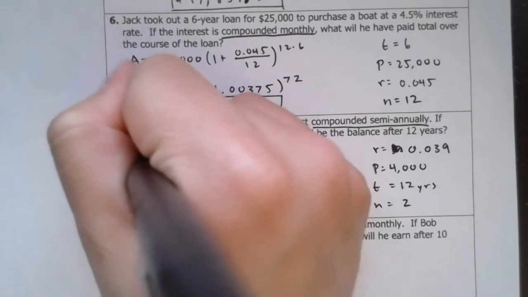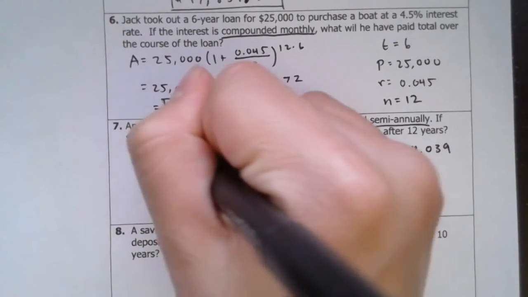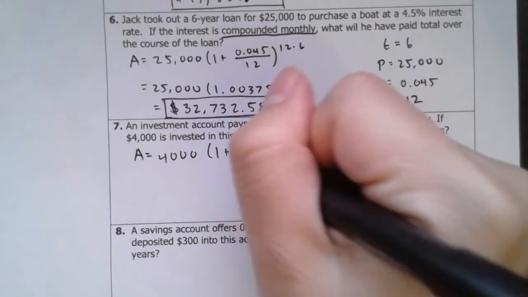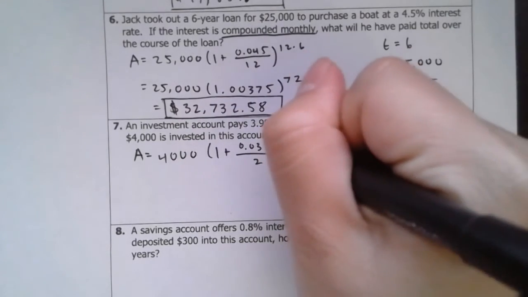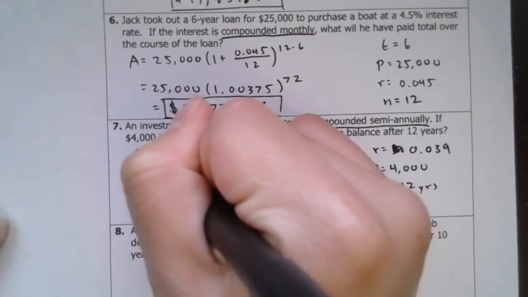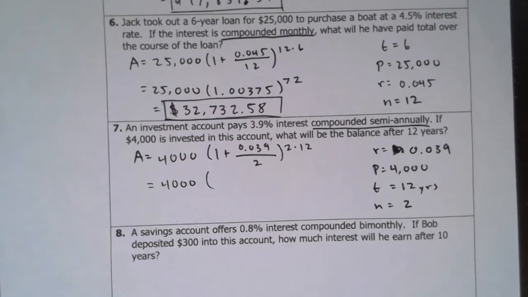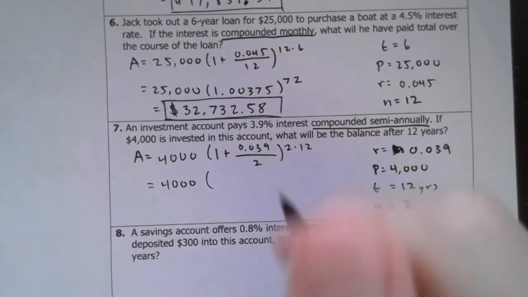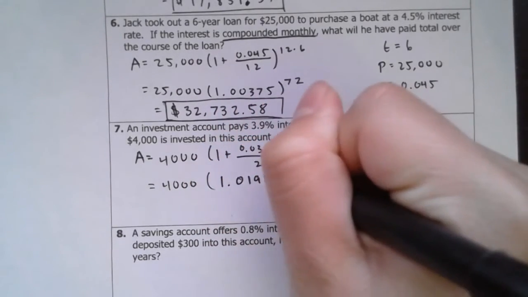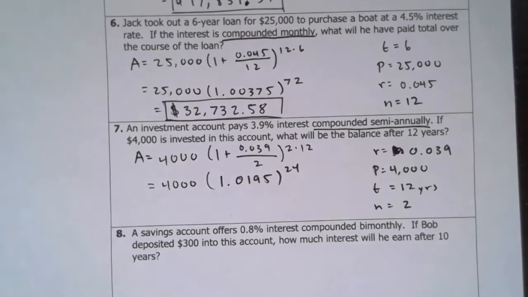So then A is equal to 4,000, 1 plus 0.039 over 2, times 12. And then let's clean it up. If you do 0.039 in your calculator, divided by 2, sorry, you get 0.0195. So 1 plus 0.0195, you get 1.0195 to the 24. And then do this in your calculator.